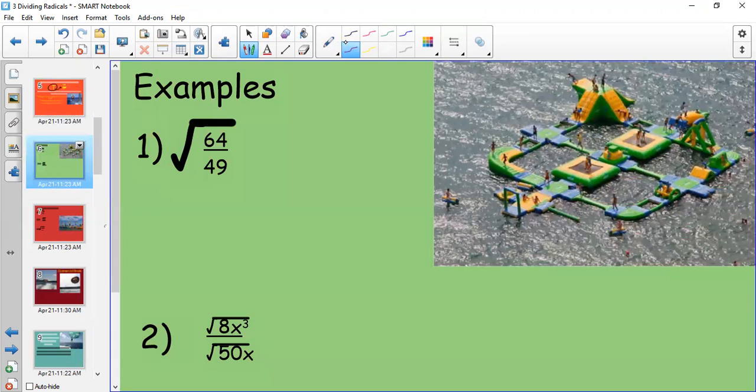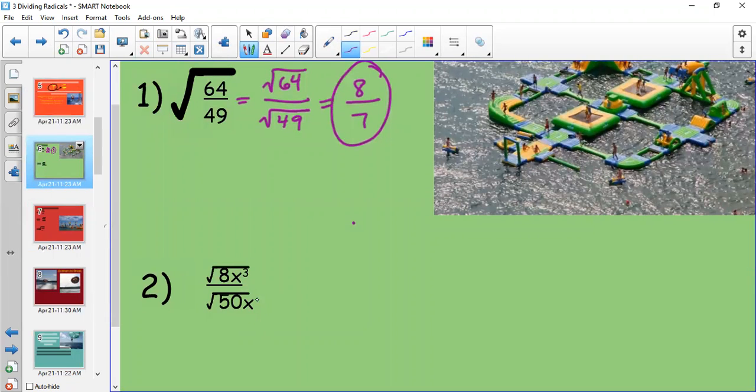All right, so first one, I try to simplify inside of here. Is there something I can divide both 64 and 49 by? If not, we're going to go ahead and split them. So we're going to split the square root of 64 over the square root of 49. And lucky for us, I know the answer to both of those. The square root of 64 is 8, and the square root of 49 is 7. I always see if I can simplify again in the end. Here I cannot. That's my answer, 8 over 7.